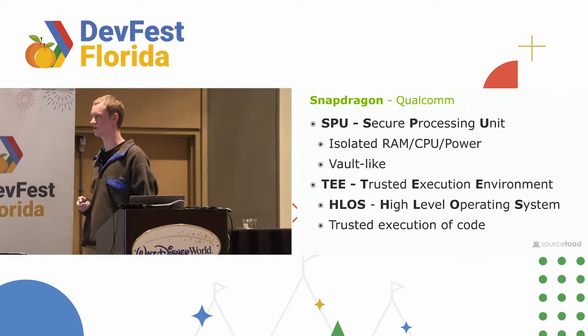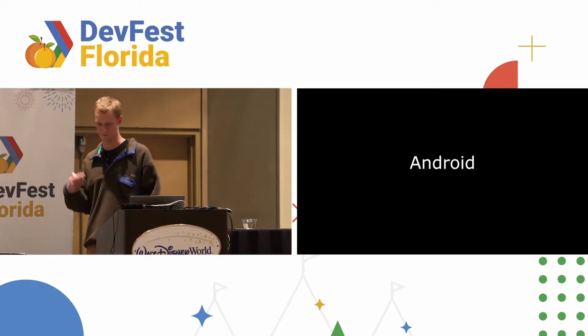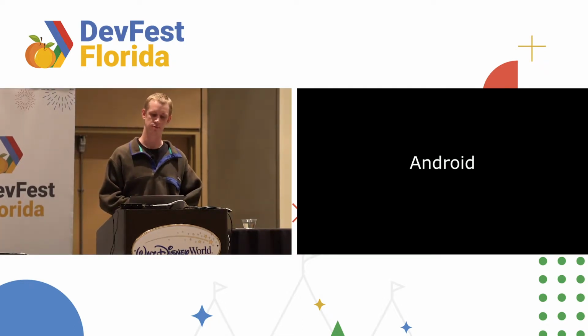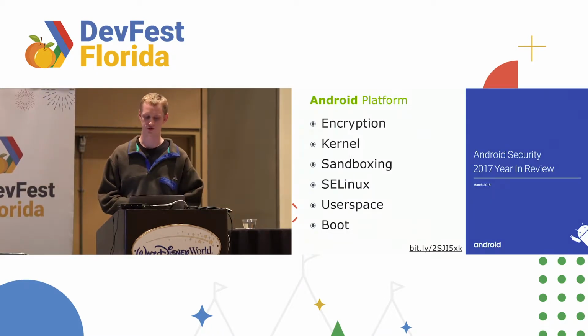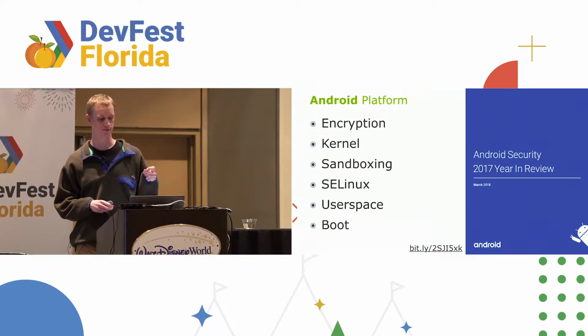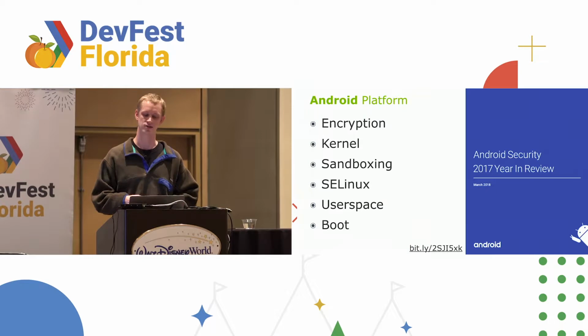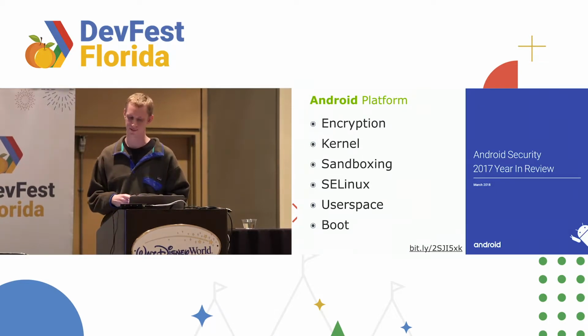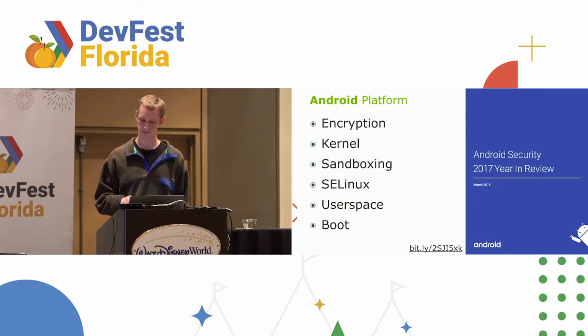That's pretty nerdy, so I don't want to talk about hardware anymore. So let's move on to Android, which is a bit more fun. The Android platform's huge, with a bunch of categories, and we're going to hit all of these really quickly because we're low on time. This is just encryption, sandboxing, and there's a beautiful report Android does every year. Unfortunately, the 2018 one wasn't out, so I used the last year's.